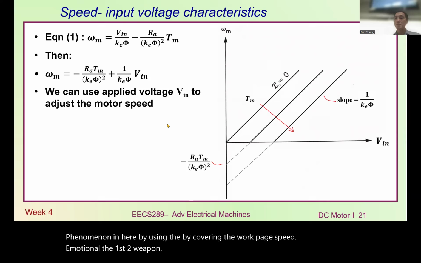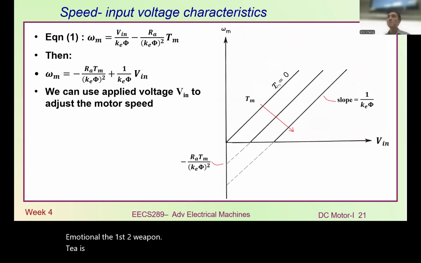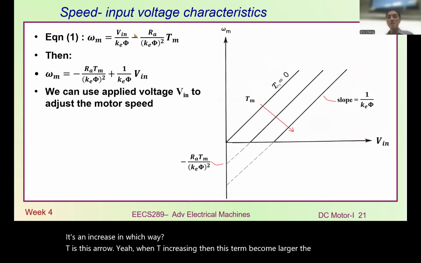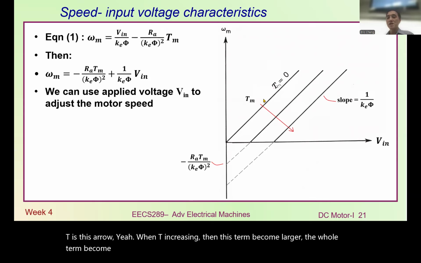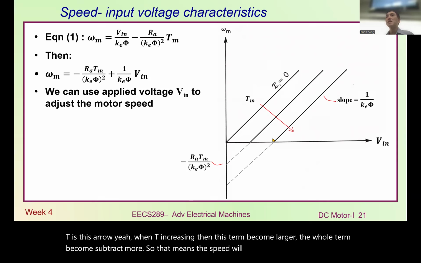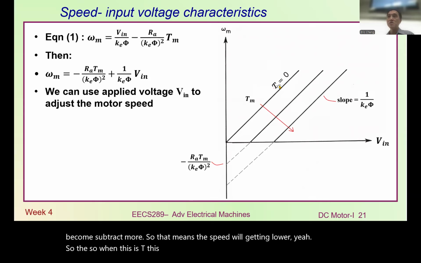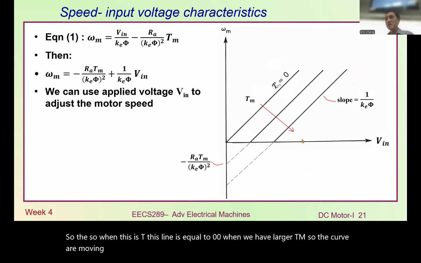T is increasing, which way? T is this arrow. When T increases, this term becomes larger, the whole term subtracts more. So that means the speed will get lower. So when this line is equal to 0 and we have larger Tm, the curve moves downward, more in this direction, because we subtract more from there.